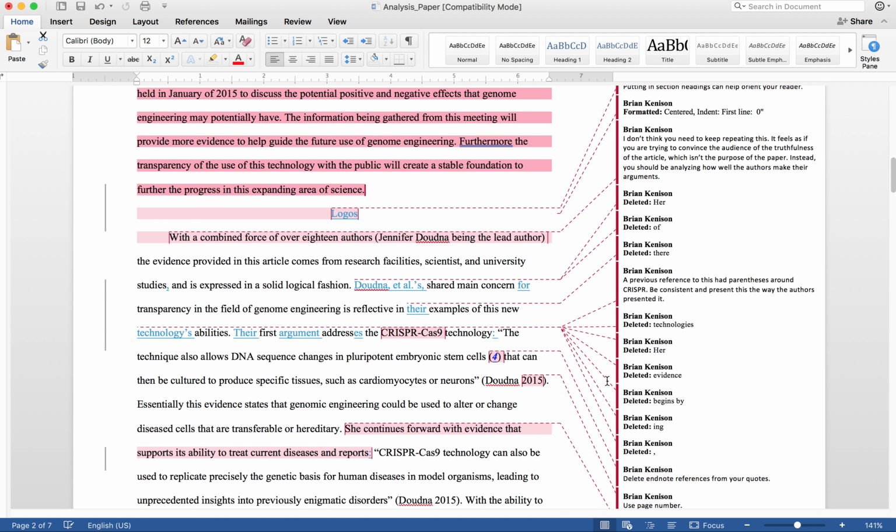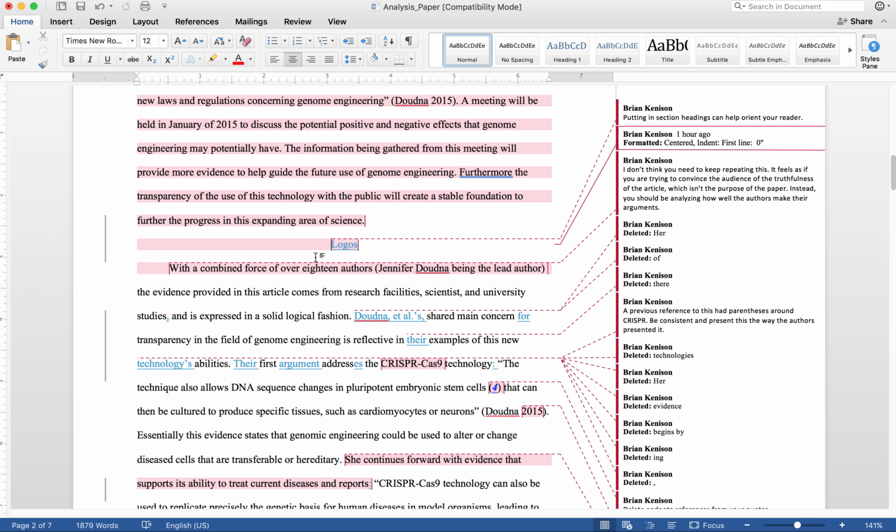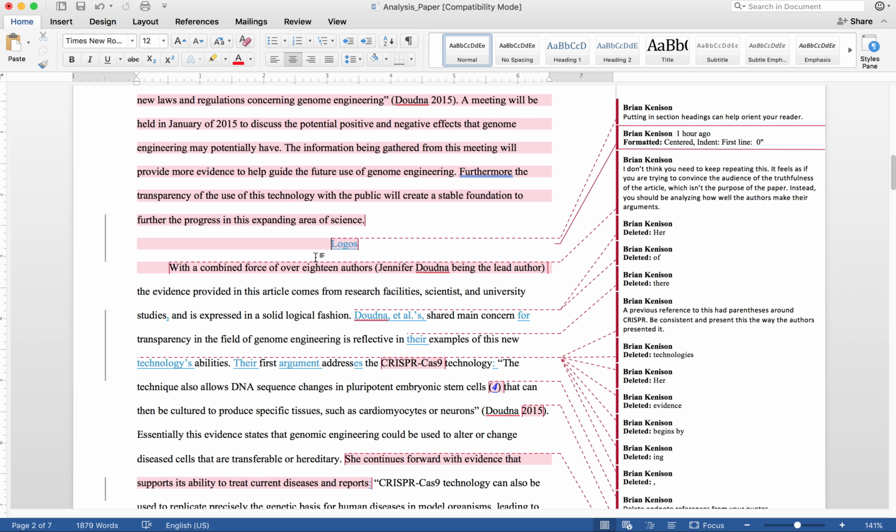As we go down further, I've added in just a section title. With this, this will help orient your reader to know, okay, now we're moving on to a new section. You don't have to use section titles, but I highly recommend it for that simple reason that it tells the reader, we're beginning a new section right here, and this is what it's about.